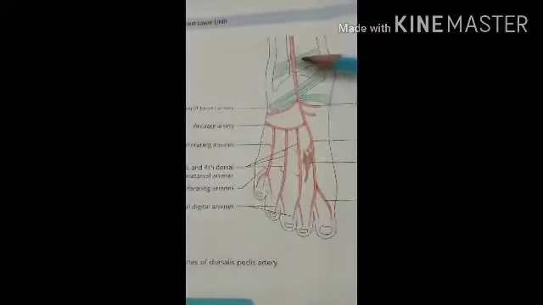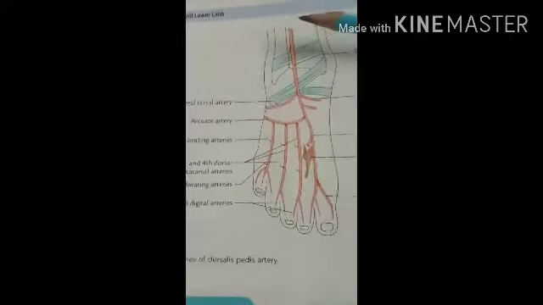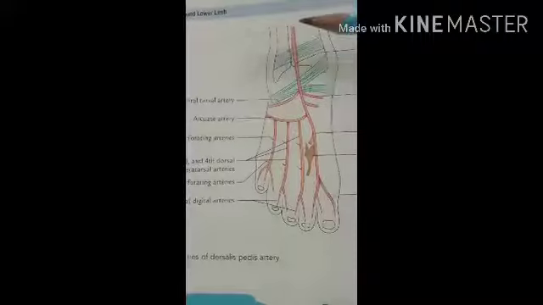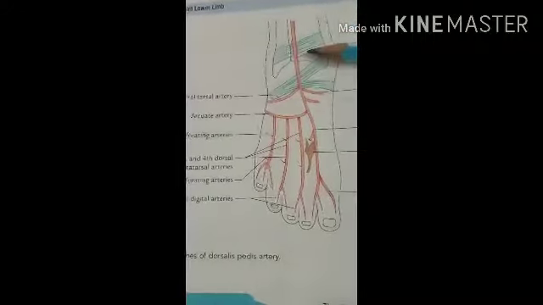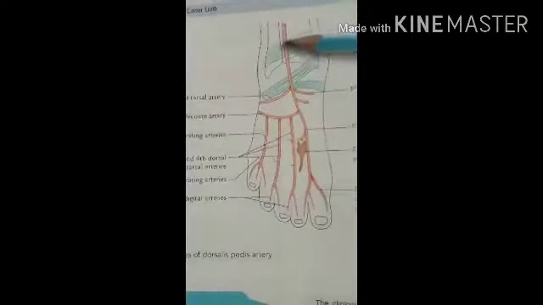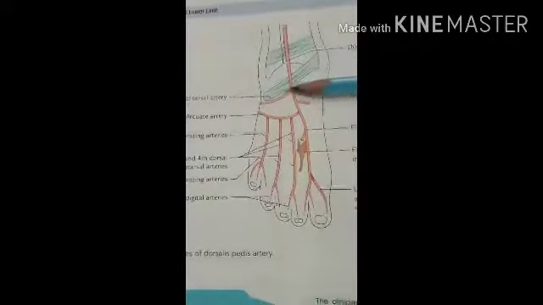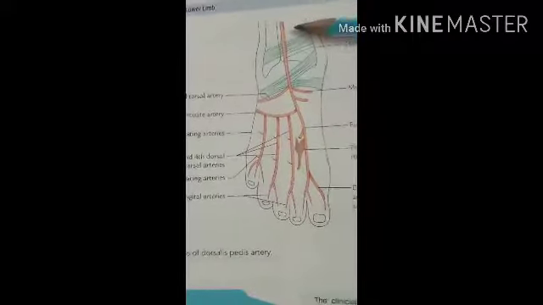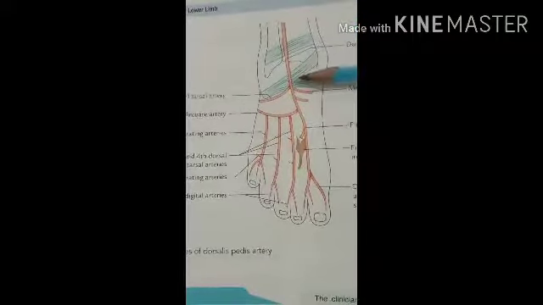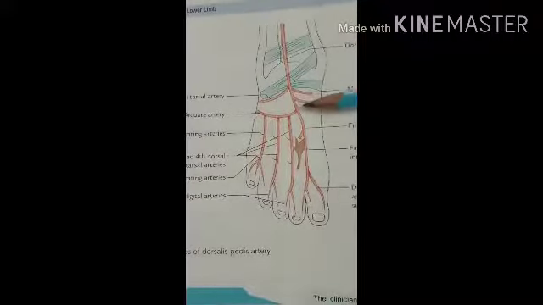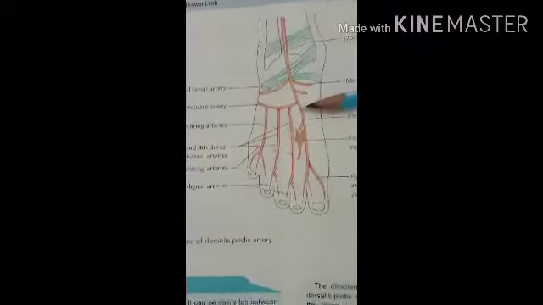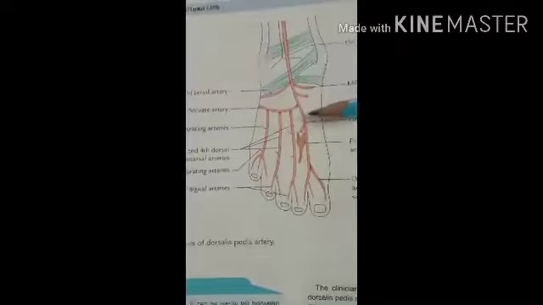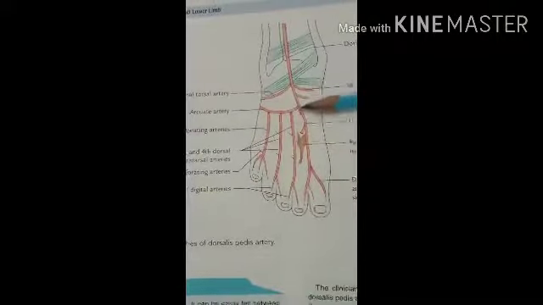This artery begins in front of the angle between the two malleoli, that is the medial malleolus and lateral malleolus. Between these the artery starts. Then it passes forwards along the medial side of the dorsum of the foot to reach the proximal end of the first intermetatarsal space. So this one.